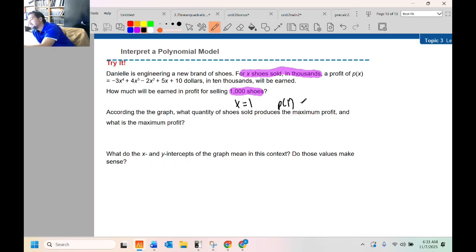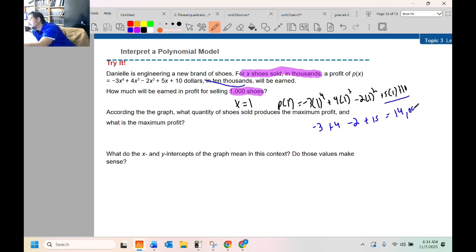The profit for selling 1,000 shoes is negative 3 times 1 to the fourth plus 4 times 1 cubed minus 2 times 1 squared plus 5 times 1 plus 10. So this is going to create a negative 3. That's going to create a 4. I hope you know that 1 to the fourth is 1. That's going to be minus 2. These two numbers is 15. And what do we have here? We have negative 5 plus 4, which is negative 1, plus 15, which is 14. And that is dollars in 10,000s, so $140,000.